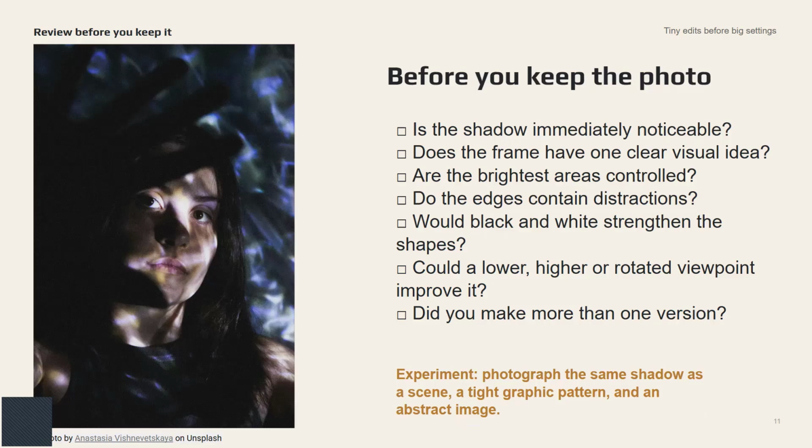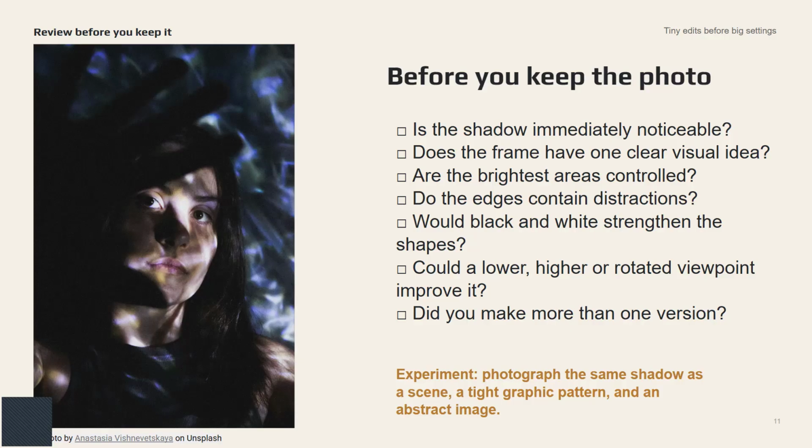Before you decide that a photograph is finished, pause and review it carefully. First, ask whether the shadow is immediately noticeable. It does not have to be the darkest part of the image, but it should have a clear purpose. Next, look for one strong visual idea. If your eye is pulled in several directions, the composition may need to be simplified.